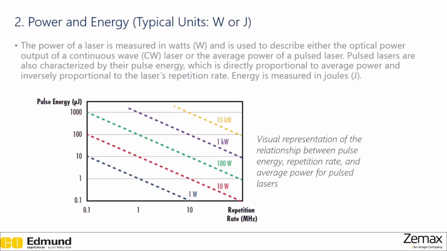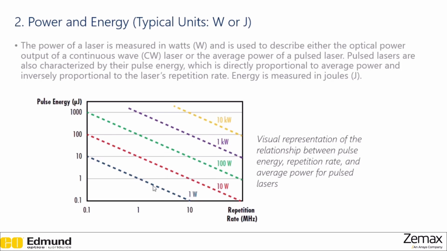A laser has an output power and energy, typically measured in watts or joules, and it's used to describe either the optical power output of a continuous wave laser or the average power output of a pulsed laser. Pulsed lasers are characterized by their pulse energy, which tells you how much energy per pulse they are emitting. And this is directly proportional to the average power and inversely proportional to the laser's repetition rate, so how often it sends out a pulse of energy.